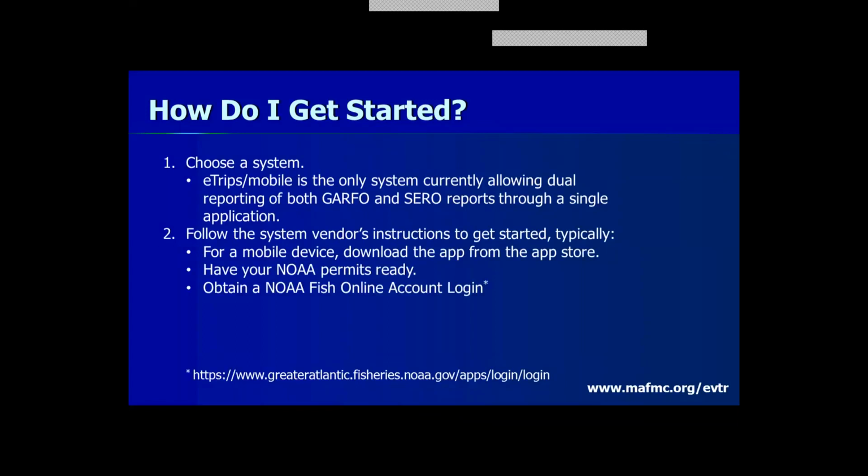So you get that. There's a web address at the very bottom. Again, this is actually being recorded, and it will be posted at the Mid-Atlantic Council website. So if you don't copy this down right now, you can go back and get that information there. But you do need that NOAA Fish Online account for all of the applications. You can also, I think, get that through the ACCSP, but that's the easiest way to do it.